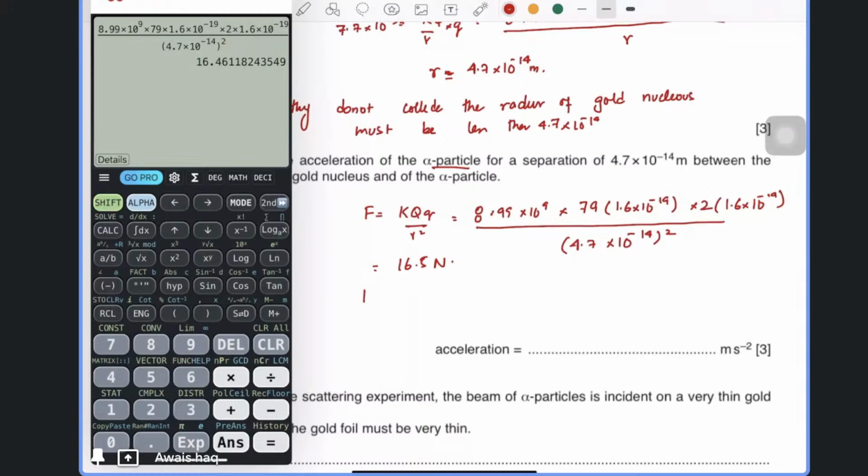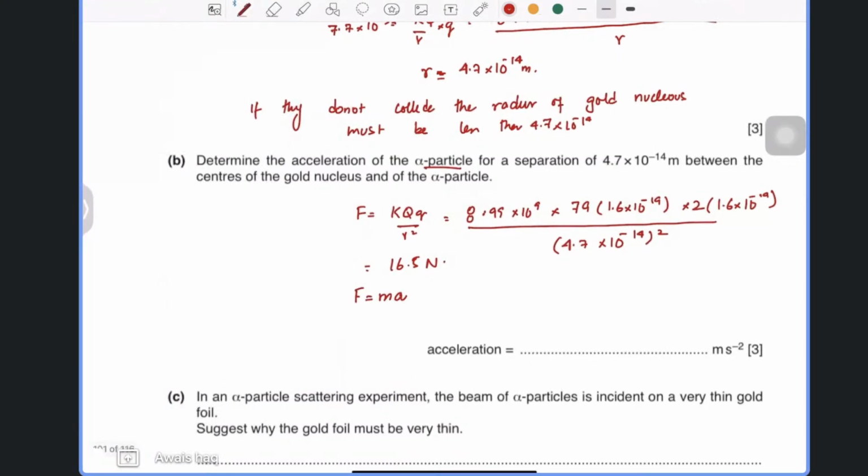All right. And then we're going to use F equals ma to do that. The interesting thing is that the mass of an alpha particle is 4 u. So we have to write 4 times u, where u is taken as 1.66 times 10 raised to minus 27. Now can you find the acceleration, please?